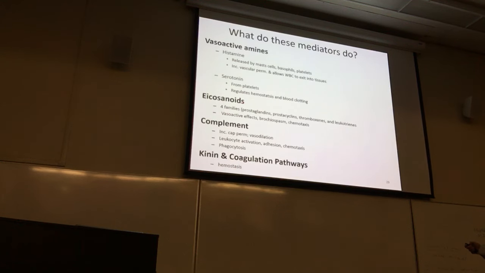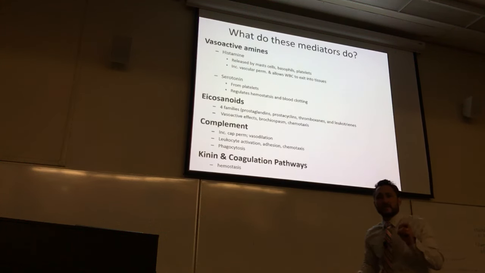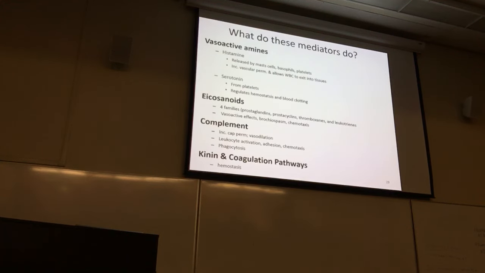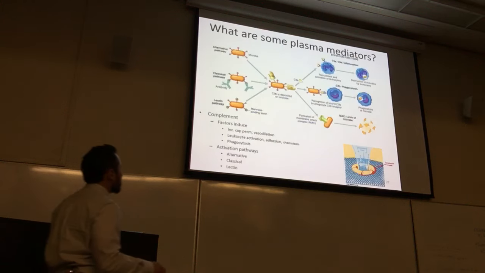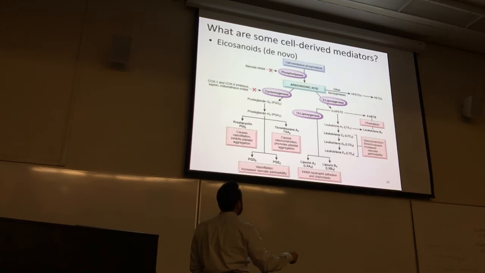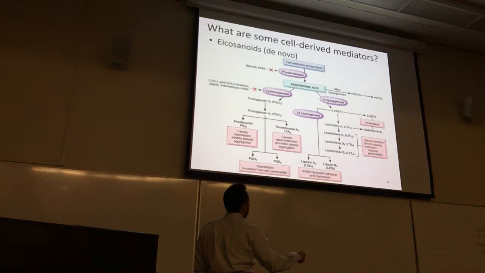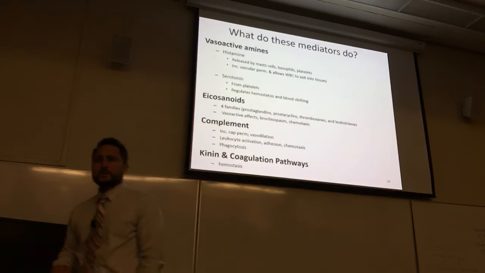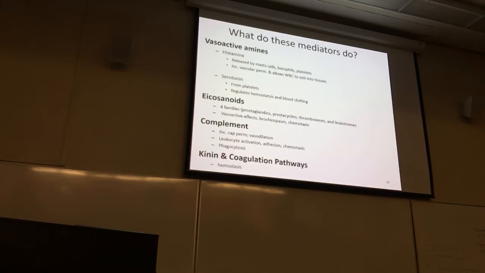Icosanoids. We have four families: the prostaglandins, prostacyclins, thromboxanes, and leukotrienes. And they have a variety of different vasoactive effects. They either cause vasoconstriction or vasodilation, similarly to serotonin. They stimulate chemotaxis as well, and in some cases bronchospasm. The bronchospasm example is the leukotriene over here. I kind of skipped over that terminology, bronchospasm.